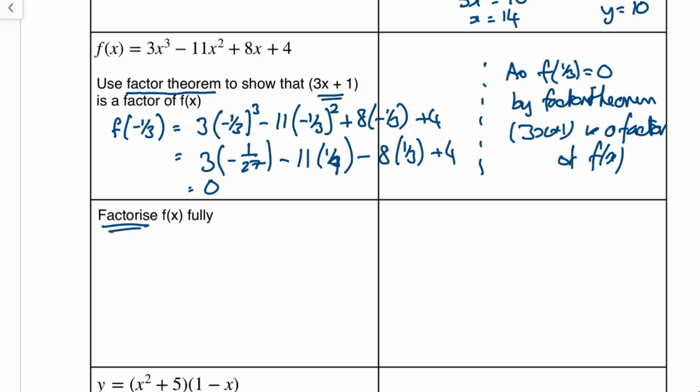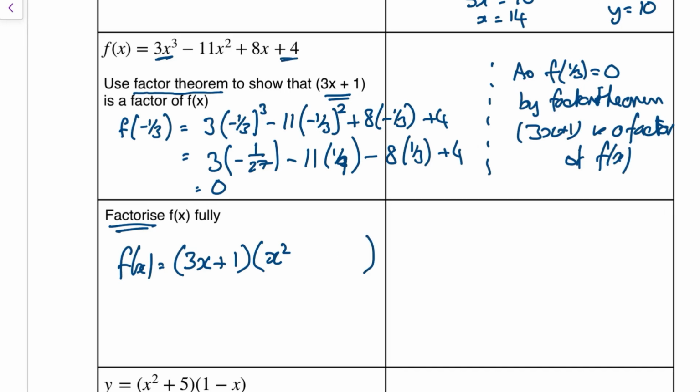And unsurprisingly, factorize fully. Now, I think hopefully you can kind of just do this. So I'm going to talk through how I do it. So I know from the first part that 3x plus 1 is a factor of f of x. Looking at this here, I've got a 3x. I want a 3x cubed, so I'm going to multiply that by x squared to get my 3x cubed. Similarly, I've got a 1 and I want a plus 4, so this is going to be a plus 4 here to give me the plus 4.